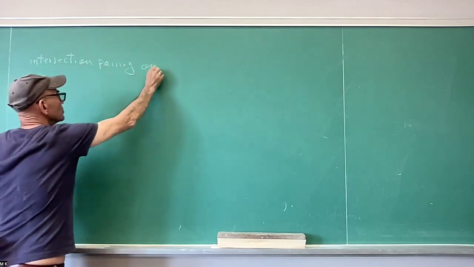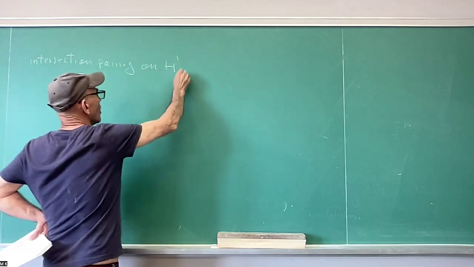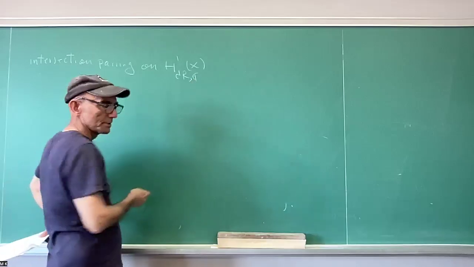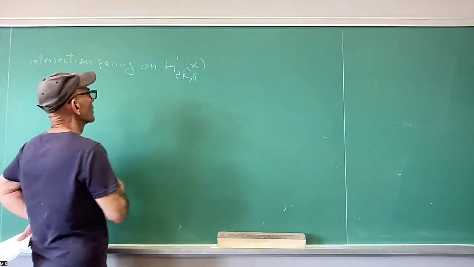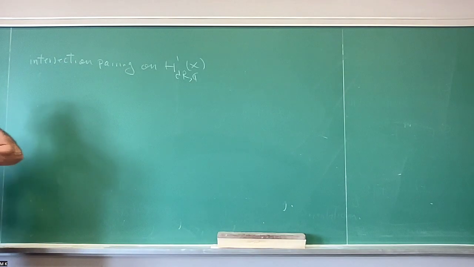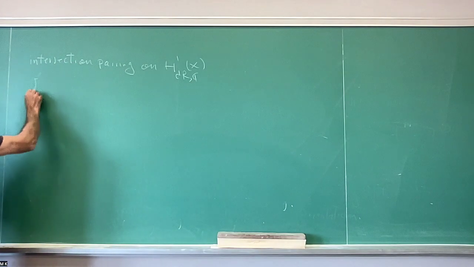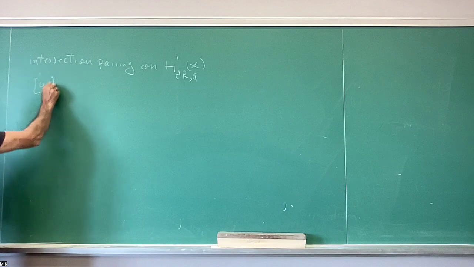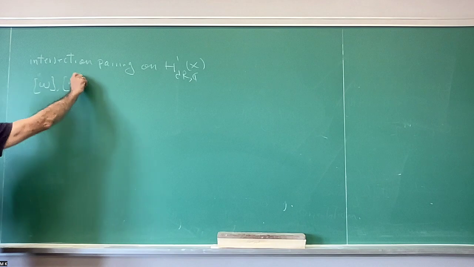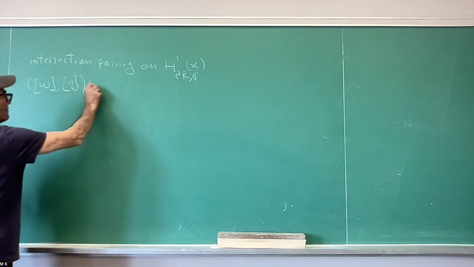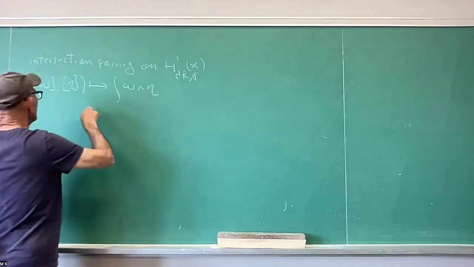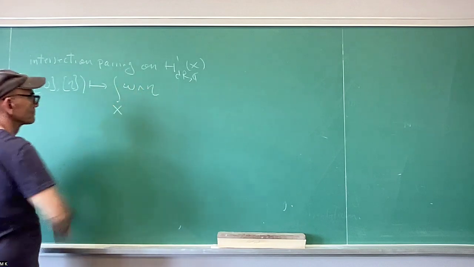This time on H1, the de Rham of X. Again, mind you, it could be complex coefficients, which is okay. So then basically what it is is the following. You just have a class omega and another one for eta, you send it to the integral of omega wedge eta over X.